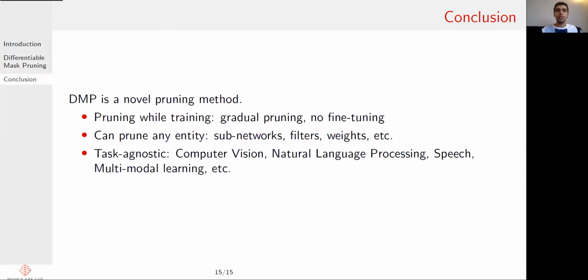As a conclusion, I will say that DMP is a novel pruning method which aims to allow pruning while training. Therefore, we are able to do gradual pruning so that the network can adapt. Otherwise, if all the prunable entities are pruned at once, like in the other methods, then we have to do a lot of fine-tuning to recover the accuracy, which is not needed in our case.